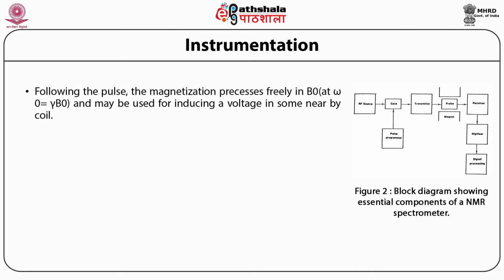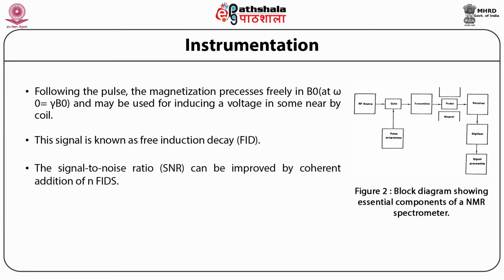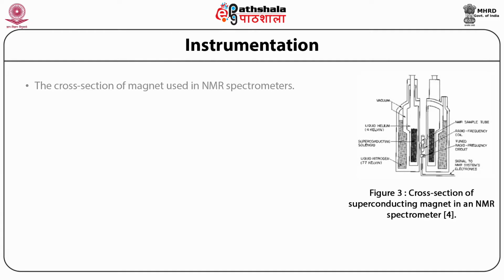Following the pulse, the magnetization precesses freely in B naught at omega naught equal to gamma B naught and may be used for inducing a voltage in a nearby coil. The signal is known as free induction decay, that is FID, and the signal to noise ratio, that is SNR, can be improved by coherent addition of N FIDs. Students, you can see the cross-sectional image of the magnet used in the NMR spectrometer.